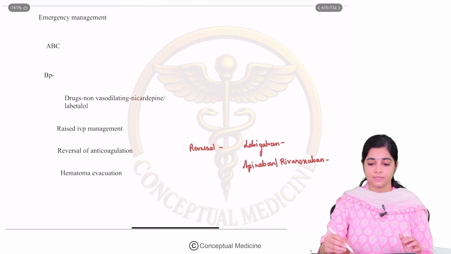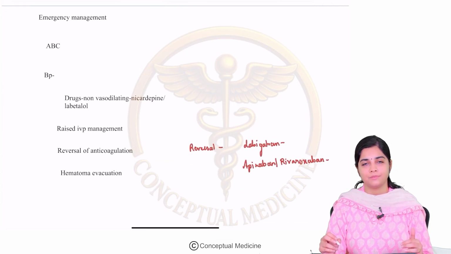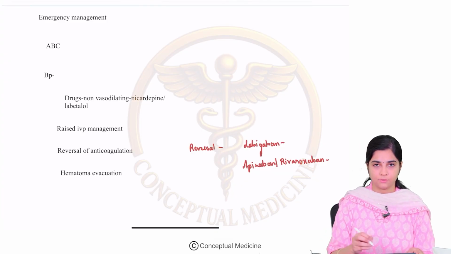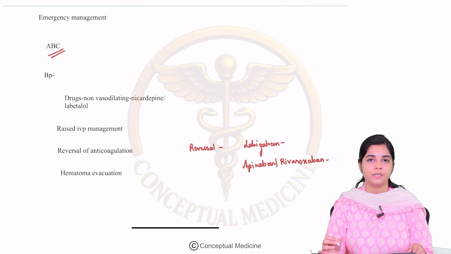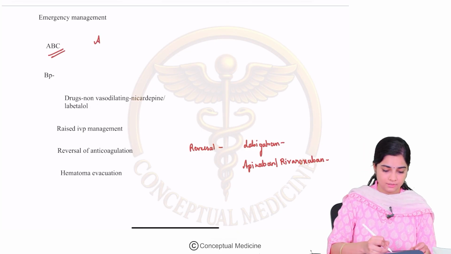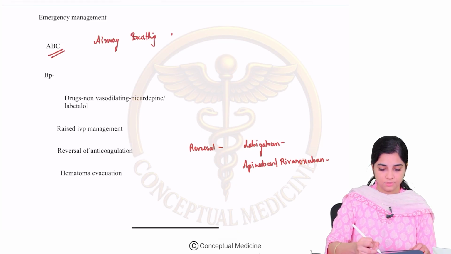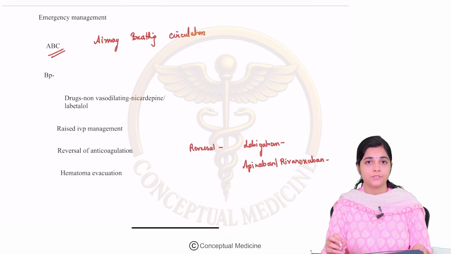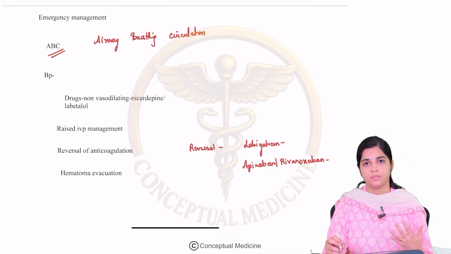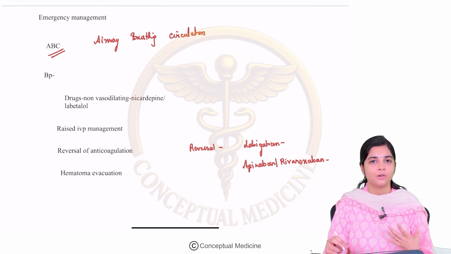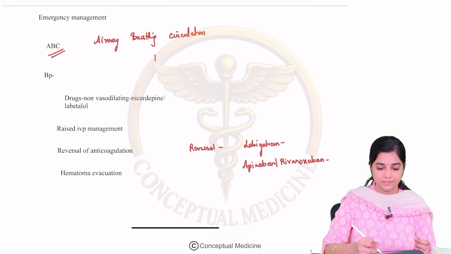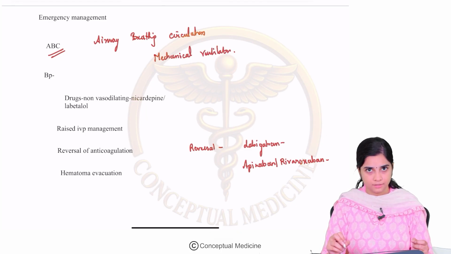Fine. Now, let us understand how you manage a patient presenting to you with hemorrhagic stroke. Always understand you take care of your ABC: airway, breathing, circulation. Most of the patients might present with altered sensorium and a low GCS, so they will not be able to protect their airways. Hence, you will have to intubate them and put them on a mechanical ventilator.